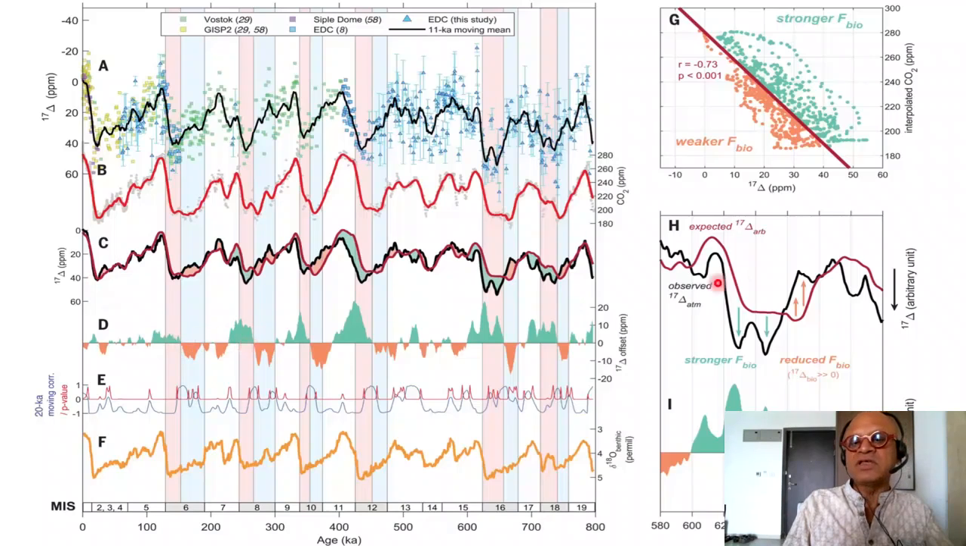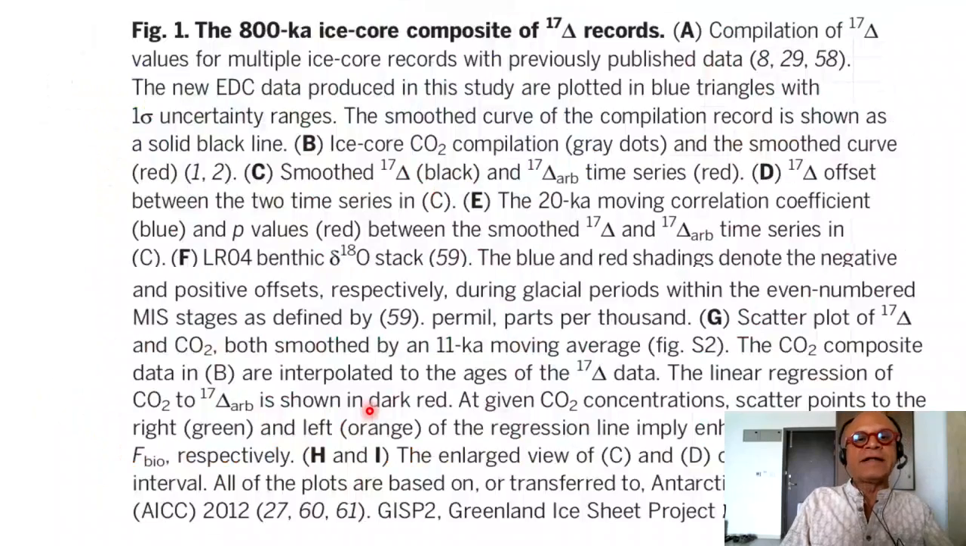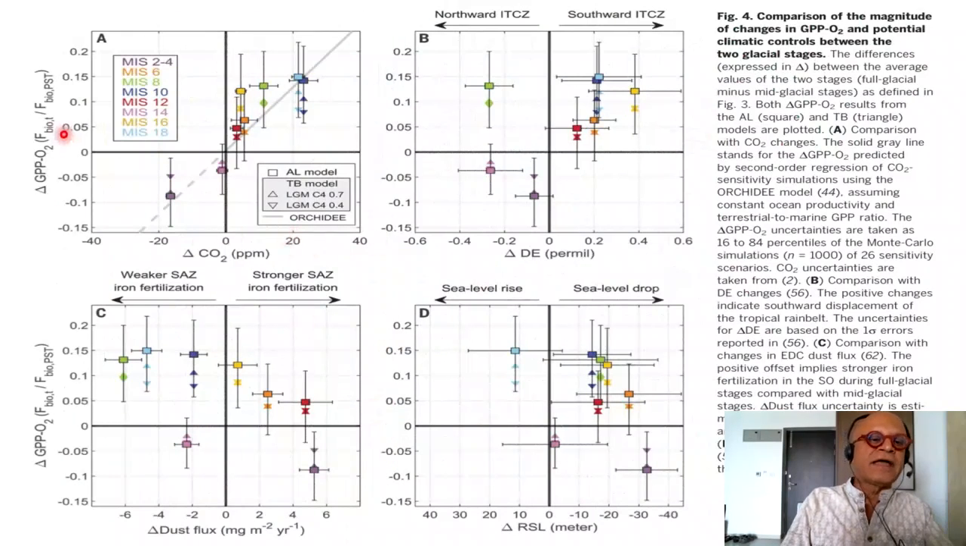So the offsets between this expected delta 17 and observed delta 17 are used to argue that basically if you look at delta CO2 and gross primary production response in terms of the biospheric delta 17 response for various marine isotopic stages and various models including last glacial maximum, you can see that there is a very strong positive correlation between increased CO2 and increased gross primary production, confirming that in fact there was a very active negative feedback with the CO2 fertilization effect. There are also lead-lag relations involved in terms of CO2 increase and biospheric response, which is consistent with the CO2 fertilization effect.